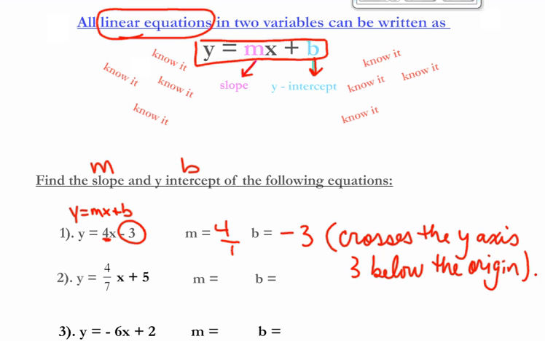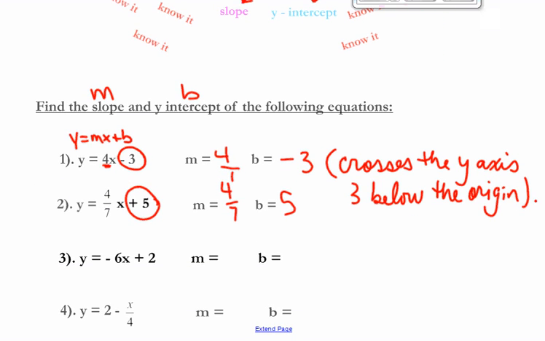Number 2, m is 4/7, b is 5. If you're finding it very easy, it should be very easy. Question number 3. The m value multiplied by x is -6. B value, +2.